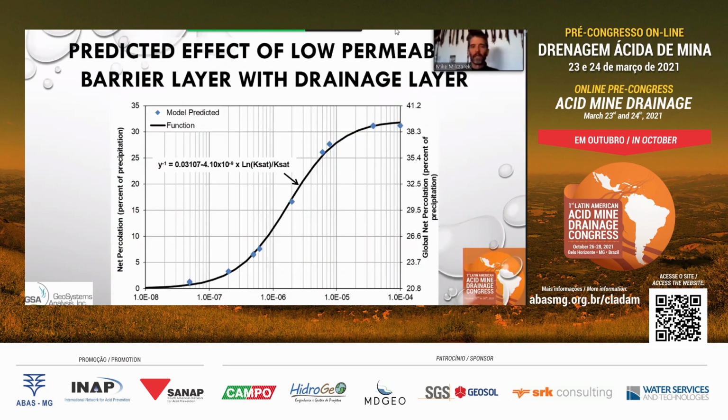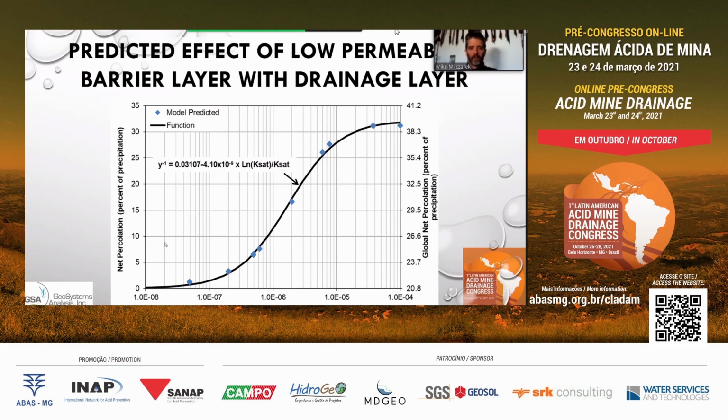This is another example of where we've used modeling, and this is with a barrier layer cover system, and this is looking at what is the effect of the compacted clay layer that's sitting below the drainage layer, in terms of the efficiency of the cover. And so what we see here is that basically, if the permeability of the compacted clay starts to go above about 10 to the minus 6, then at this point you start to lose the efficiency of the cover system. So this is the net percolation on this axis as a percent of precipitation.